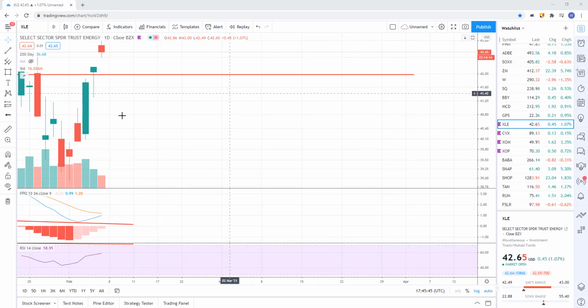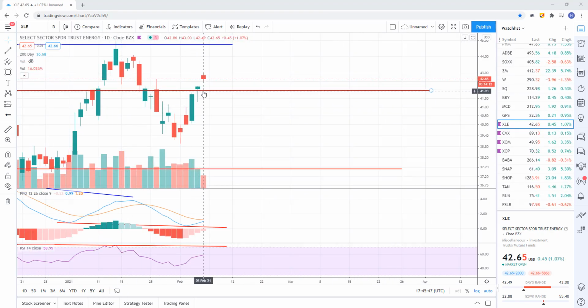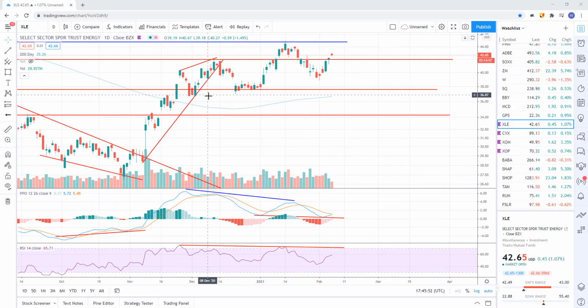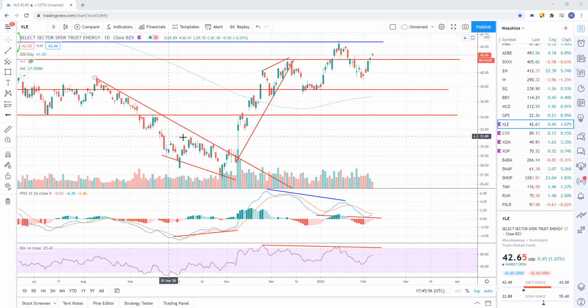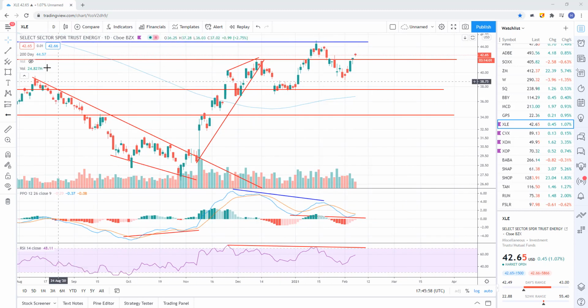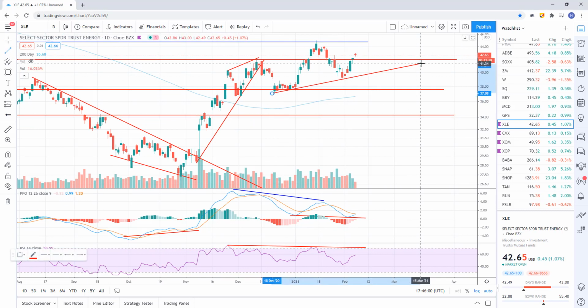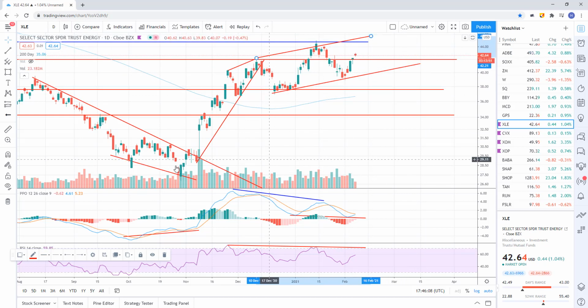Energy is kind of hanging out. It's above resistance right now, which I had at about 42. That's kind of the previous high. So we're going to have to see what's going on here. Are we uptrending and going to continue to uptrend? You can see we're clearly making higher highs and higher lows. We do have negative divergence.